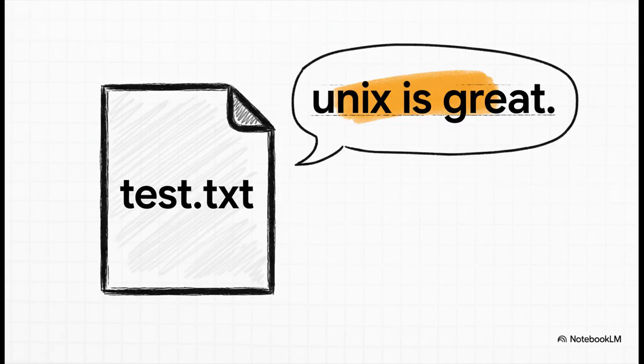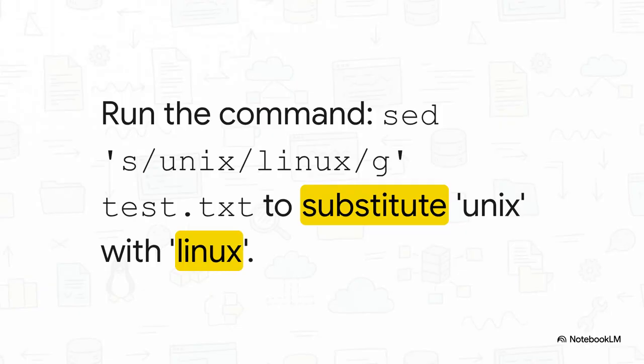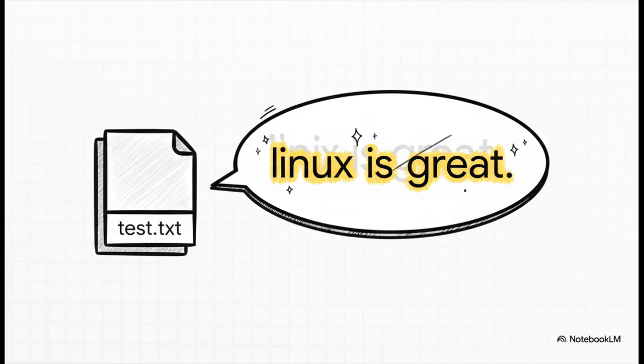Okay, so let's imagine we have a file, and inside it is just one simple sentence. Unix is great. Now say we want to swap out the word Unix for Linux. We just run this simple sed command. All this is saying is, substitute the text Unix with Linux and do it globally for every time you find it. And there it is. The output is updated. See how easy that was? Now imagine doing that across 1,000 files at the same time. That's the kind of power we're talking about.